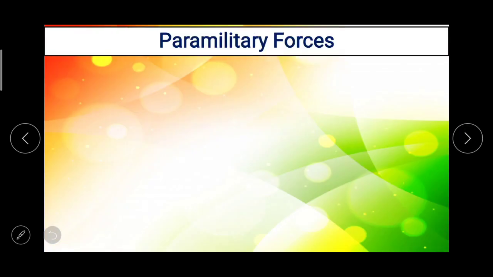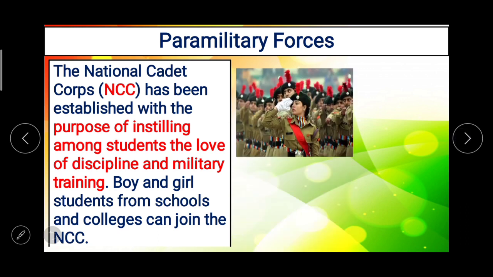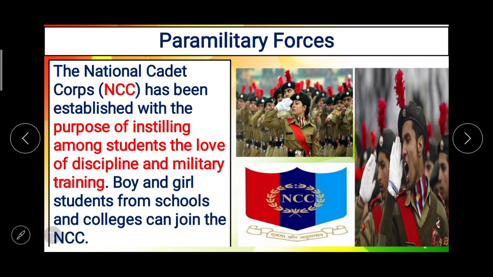And then in the paramilitary force, NCC, that is the National Cadet Corps, has been established with the purpose of instilling among students the love of discipline and military training. Boy and girl students from schools and colleges can join the NCC.